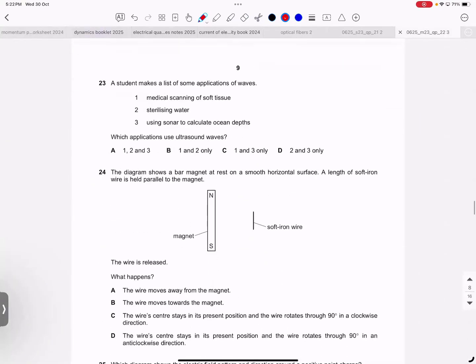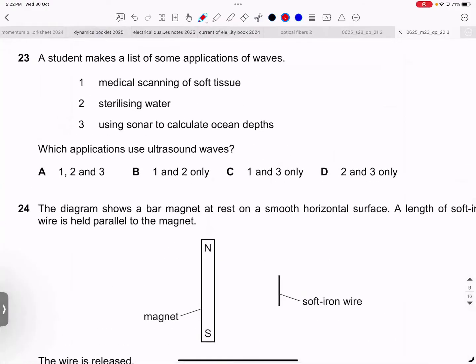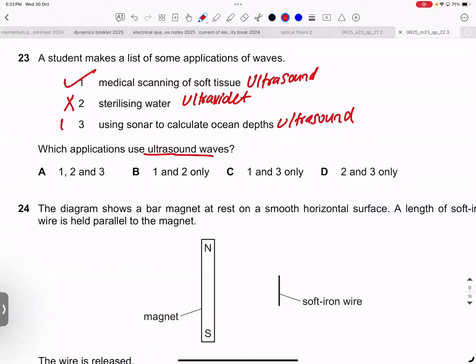Question number 23. A student makes a list of applications of waves. Medical scanning of soft tissues: ultrasound. Sterilizing water: ultraviolet. Sonar system: ultrasound. Which ones are uses of ultrasound? Yes, no, yes. 1 and 3.